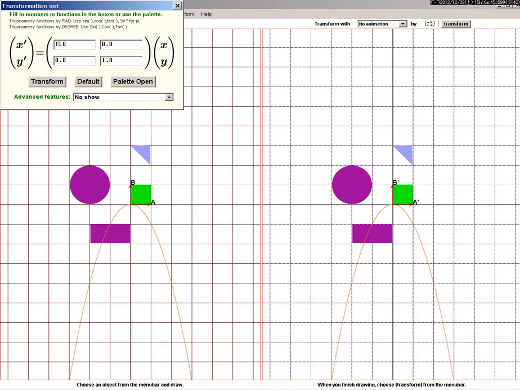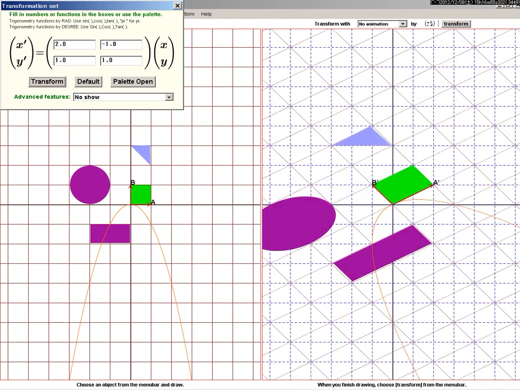So we're going to change this matrix to 2, 1, minus 1, 1. The same matrix we saw in the PowerPoint. And this is the same image we saw in the PowerPoint, but there is a big difference because you can change the matrix easily and see the changes.